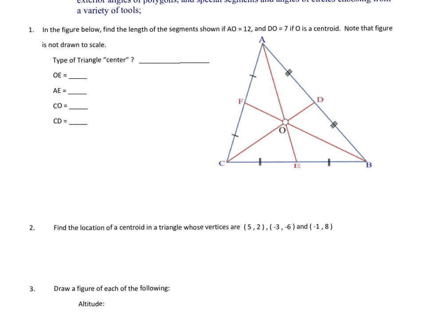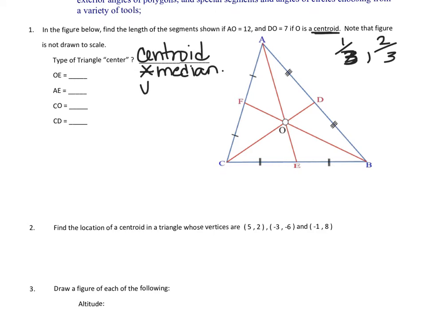All right, so centroid means medians, okay? And that is the centroid means that that's the 1/3, 2/3 division. It divides the segment into 1/3, 2/3. So the small part's one part, the big part's two parts. Well, it says centroid. That's the type of center it is, but it came from the medians. It's the intersection of the medians. Vertex to midpoint.